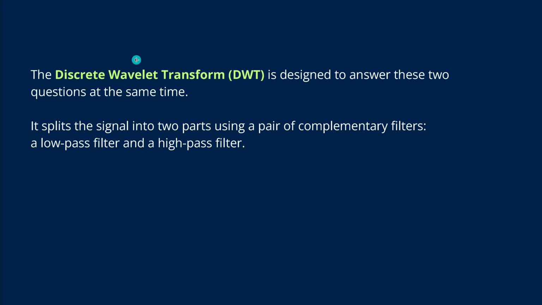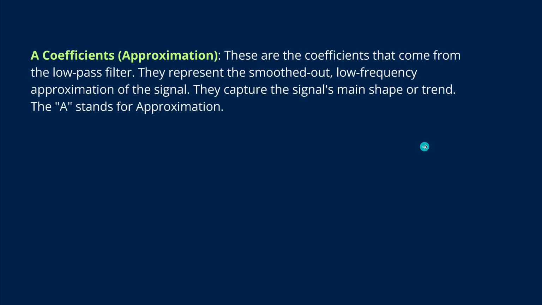And this discrete wavelet transformation, this operator now is designed, this theory is now designed to answer these two questions at the same time. Because we have now simply filters, a low pass filter and a high pass filter. And as I told you, the coefficients are the most important things that we want to understand. So in the simplest case, we have an A1 and a D1. An A1 is an approximation. Those are the coefficients that come here from the low pass filter. They represent the smoothed out, the low frequency approximation of the signal. So they capture the signal's main shape, the main trend.